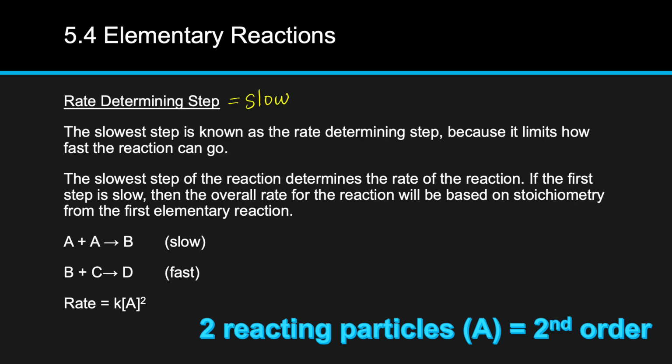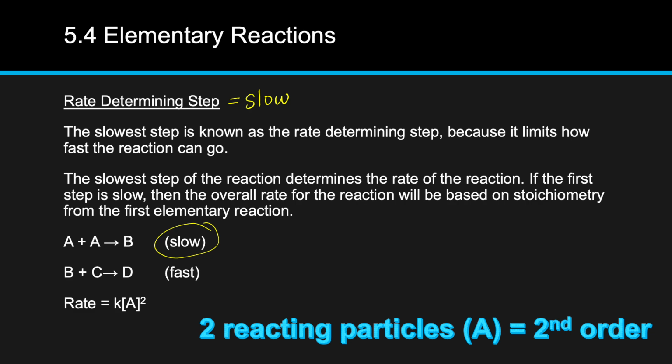The rate determining step is the slowest step in the reaction mechanism and controls how fast the overall reaction proceeds. Because all other steps must wait for this slow step to occur, the rate law for the entire reaction is based on the stoichiometry of the rate determining step. And you find that by looking at whichever elementary step is labeled as slow. That is your rate determining step.